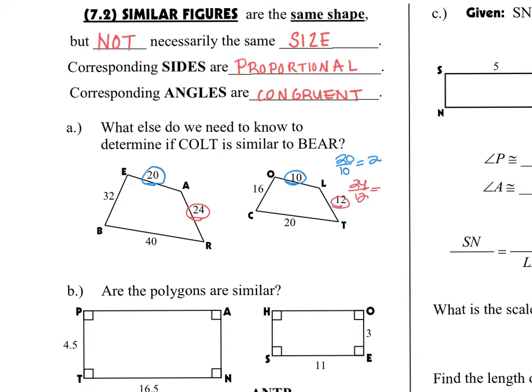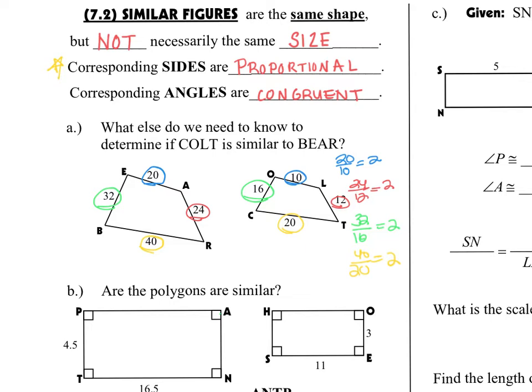24 to 12, 2. Now keep in mind, I'm going from BEAR to COLT. I could go in the opposite direction, and so far my ratio would be 1/2 instead of 2. My next smallest one here is 32 and 16. And then of course the last one here is 40 and 20. And we can see that the sides are proportional, so that part is true.